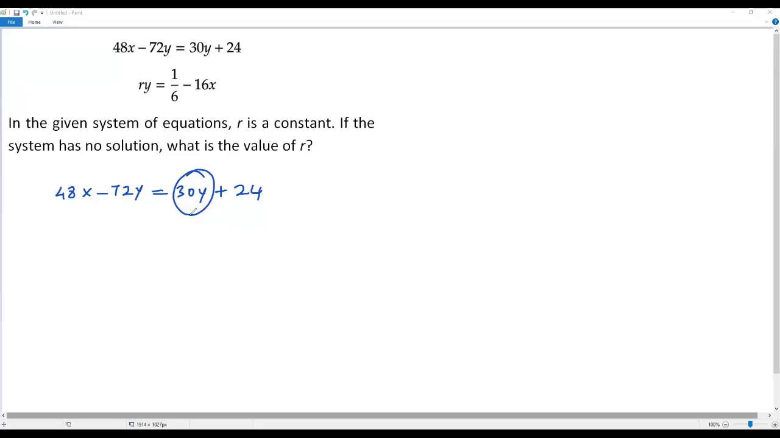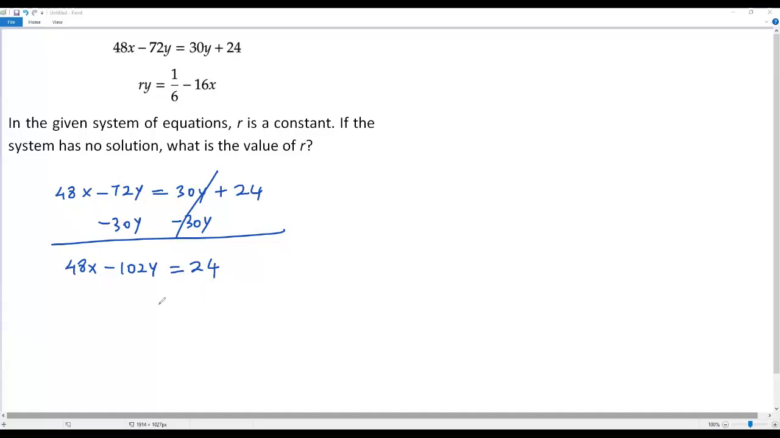So we have to get rid of this 30y. For that, I have to subtract 30y from both sides. When I do so, this positive 30y and negative 30y will cancel out. I'm getting 48x. When I combine −72y and −30y, I'm getting −102y = 24.